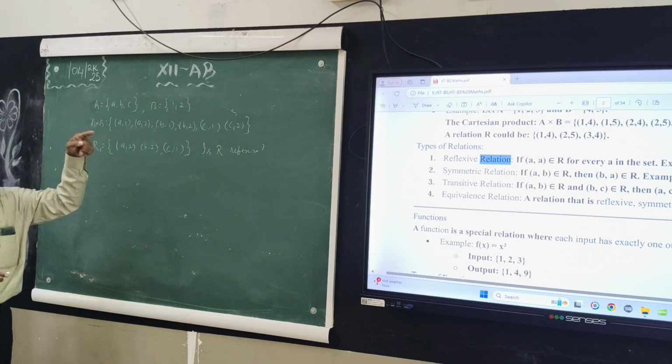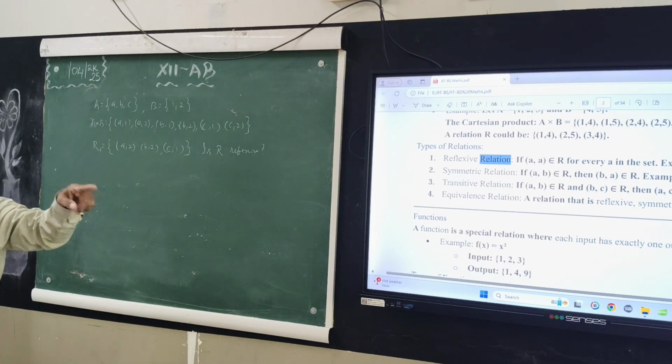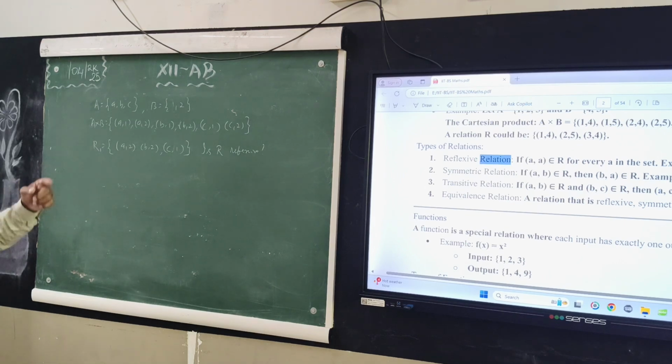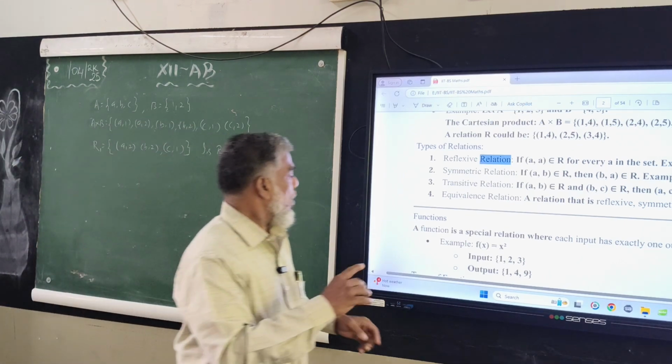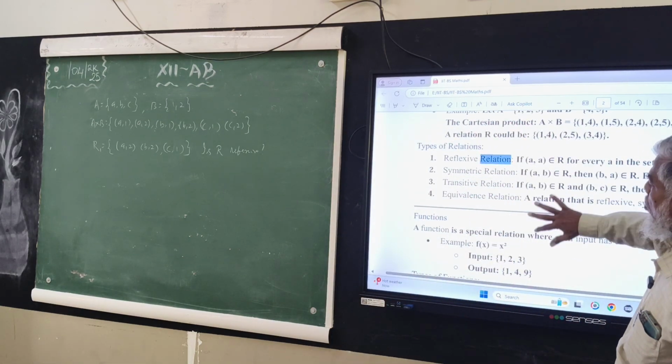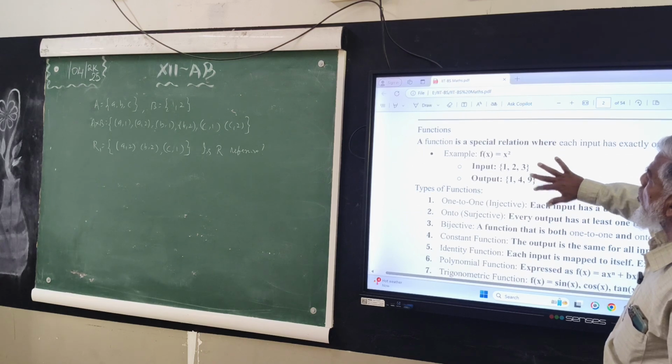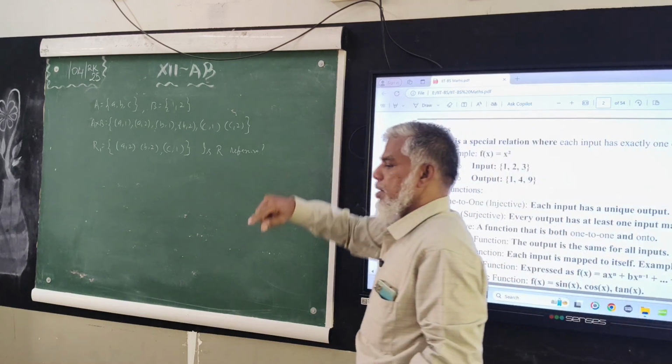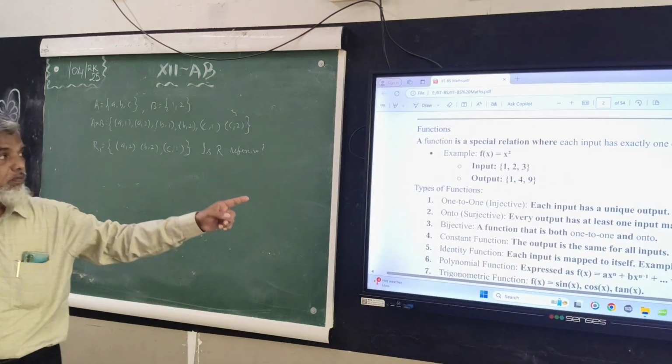The second property is symmetry. Symmetry means if A comma B is there, then B comma A is also there. For that we will have one more problem. After that we will see. Okay, now let us go for the functions. So we will have an example of these three after taking the functions.